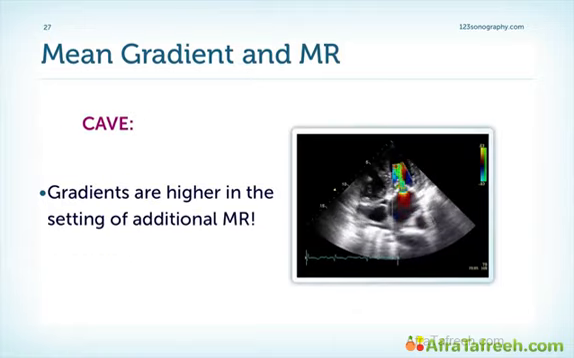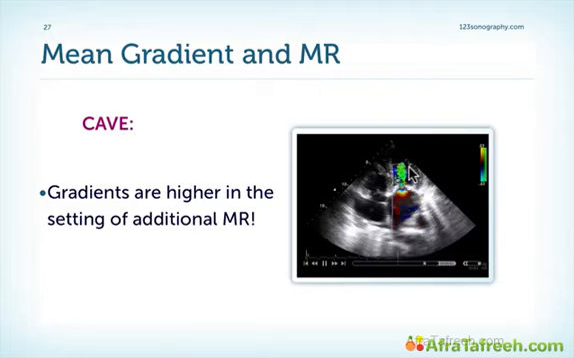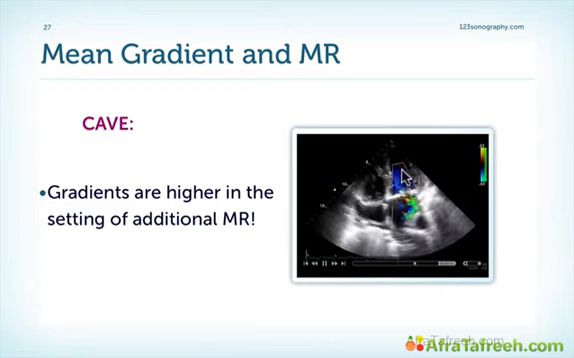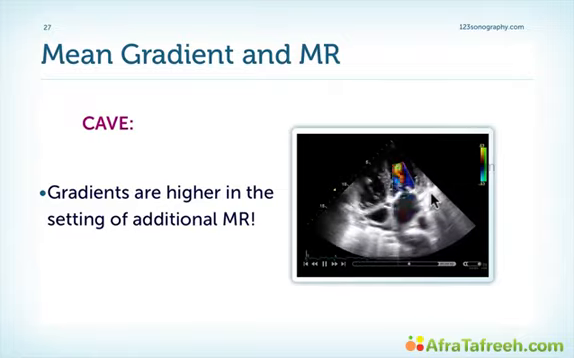Another reason for elevated gradients is if patients also have mitral regurgitation. Now, this is a fairly frequent finding in the setting of mitral stenosis, as you can see here in this example. A patient who has mitral stenosis and additional MR. And since we have pendulous flow, in other words, volume load across the mitral valve, the gradients are also higher.